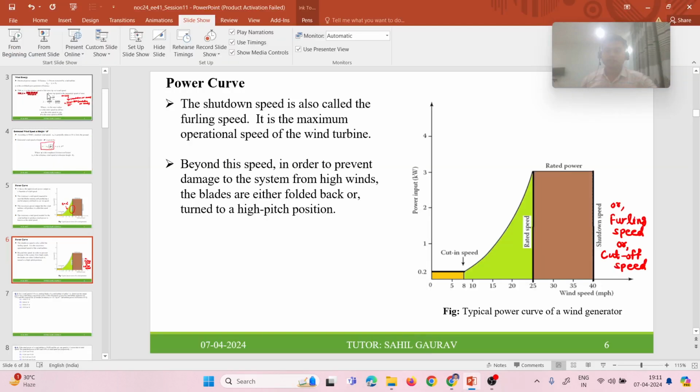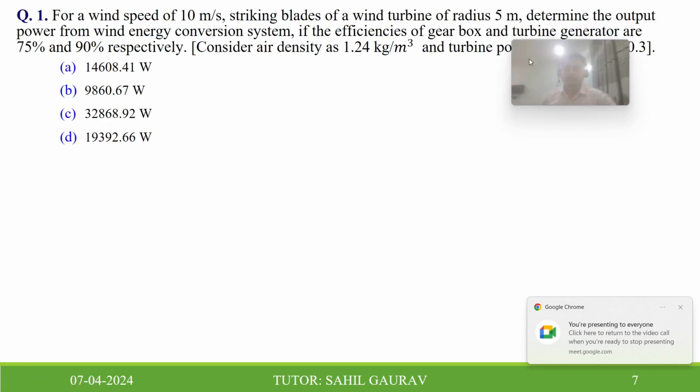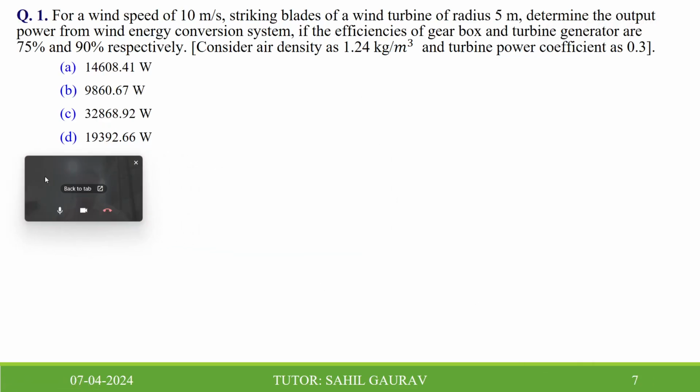So let us begin to solve the first problem. For a wind speed of 10 meter per second striking the blades of a wind turbine of radius 5 meter, determine the output power from the wind energy conversion system if the efficiencies of gearbox and turbine generator are 75% and 90% respectively. Here you have to consider air density rho as 1.24 kg per meter cube and turbine power coefficient as 0.3.